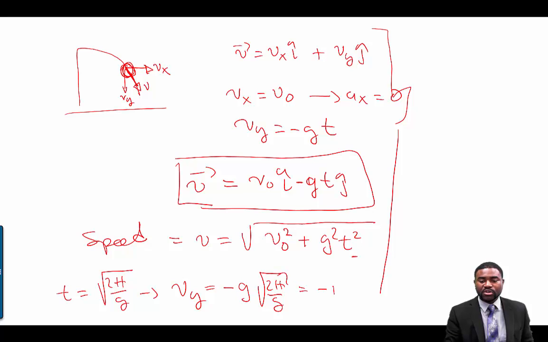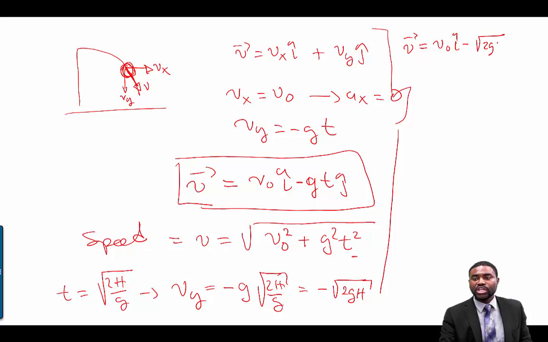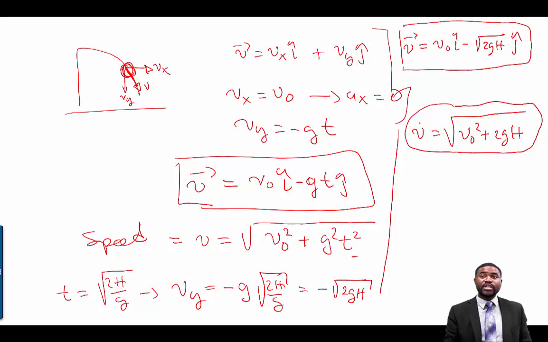If you simplify, this becomes negative square root of 2gh. Do you see with me? Because if you take this g inside the square root sign, it becomes g squared, which cancels with the g below to give what? g. Therefore, the velocity just before it hits the ground is v naught i minus the square root of 2gh j. And the speed just before it hits the ground is given by the square root of v naught squared plus 2gh.